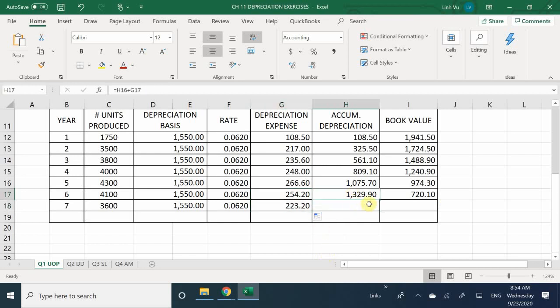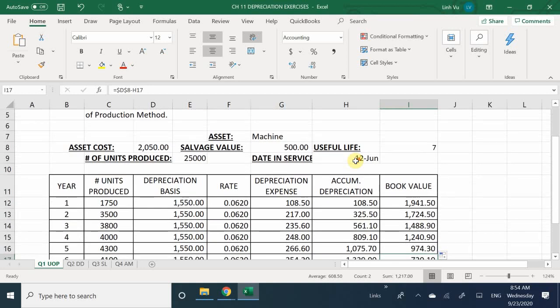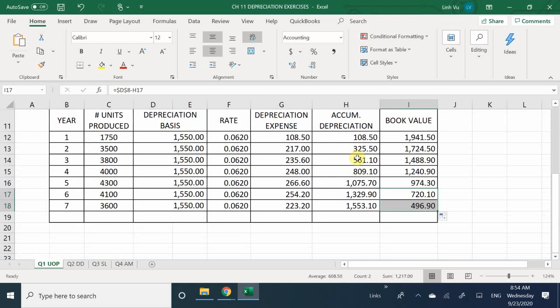22320, and my accumulated depreciation is going to be 155310. And lastly, what is my book value going to be for year 7? 496.90. Okay. Now let's take a look at this. Does our salvage value reflect our book value? No. Why? It should be 500, and the depreciation should be 22010.